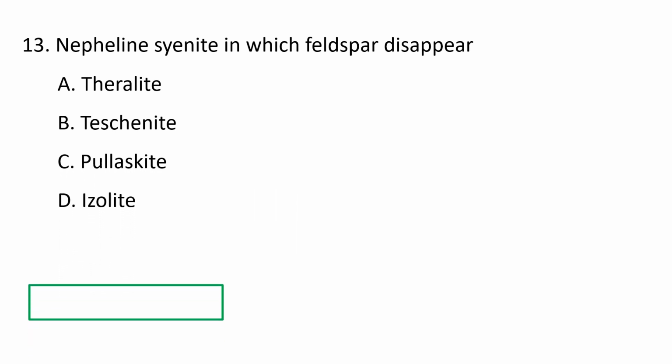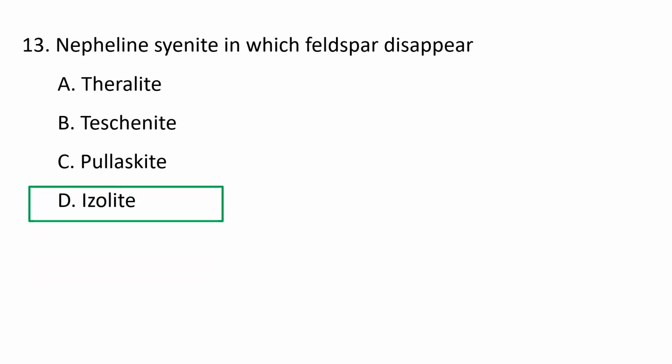So, ijolite is an intrusive igneous rock that is composed essentially of nepheline and an alkali pyroxene, usually aegirine-augite. It is the plutonic equivalent of volcanic nephelinites. Typically, the pyroxene is well crystallized and is surrounded by the nepheline. So, nepheline syenite in which feldspar disappears is known as ijolite.